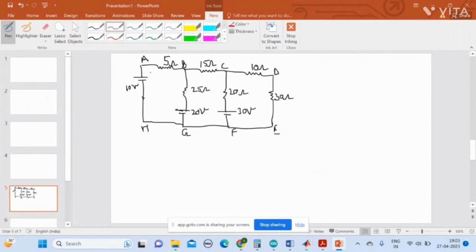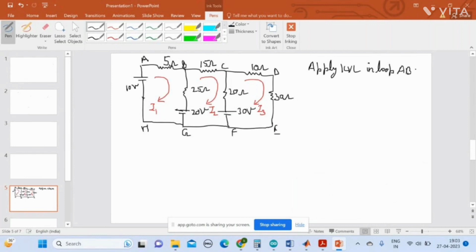So in this loop, let us assume the current is I1. In this loop, let us assume the current is I2. And in this loop, let us assume the current is I3. So now we are going to apply KVL in these different loops. So apply KVL in loop A, B, G, H.